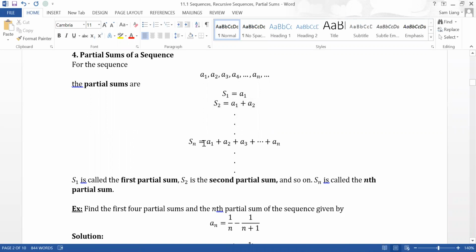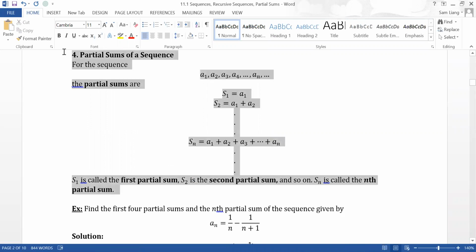S sub n is a sub 1 plus all the way to a sub n. S sub 1 is called the first partial sum, S2 is called the second partial sum, and so on. S sub n is called the nth partial sum. This is just a definition of partial sums, what it is.